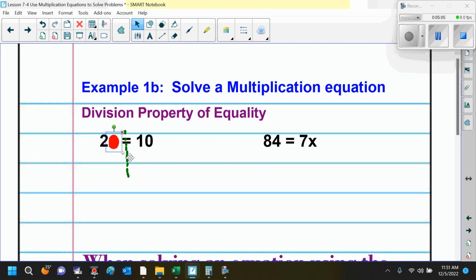Now, remember when we were solving the addition and subtraction equations, the number that we wanted to get rid of, we wanted it to become 0, right? Because x plus or minus 0 is equal to x, right? Well, what times x do I need here to get just x?